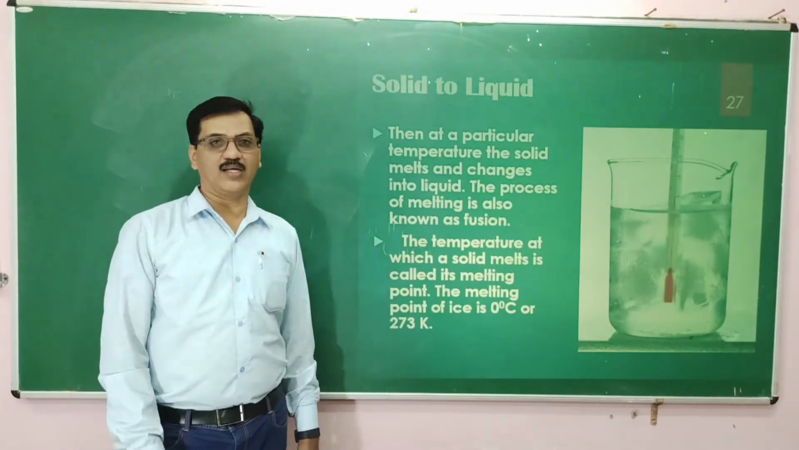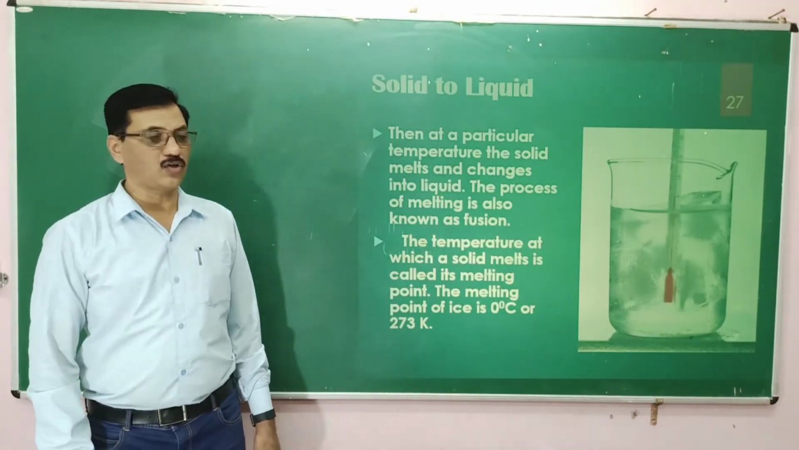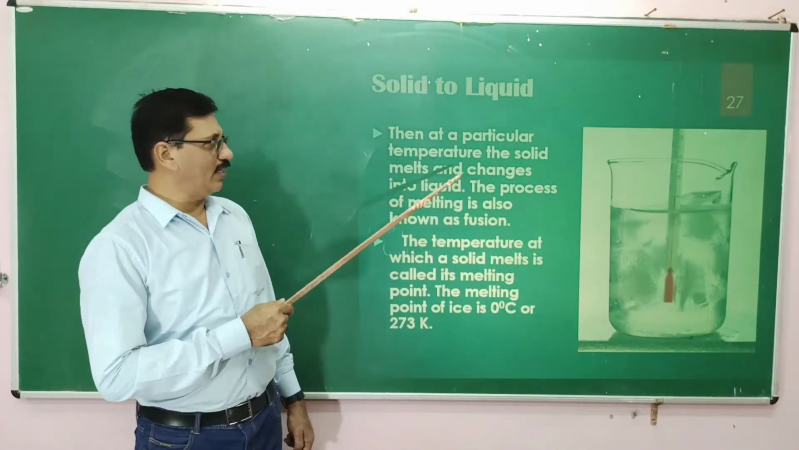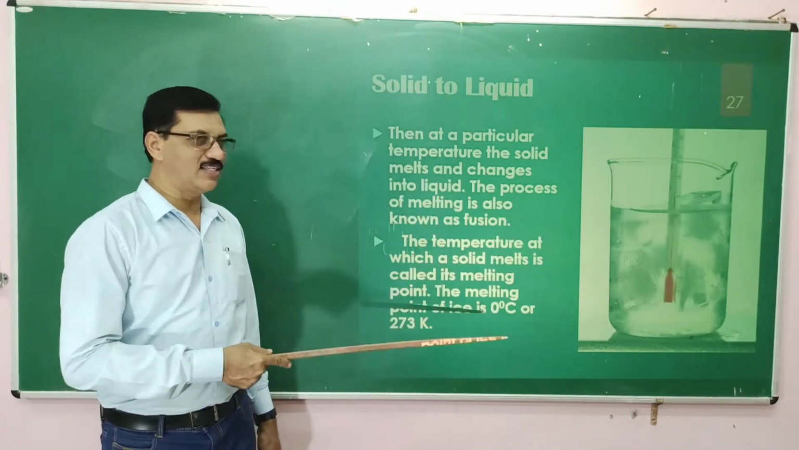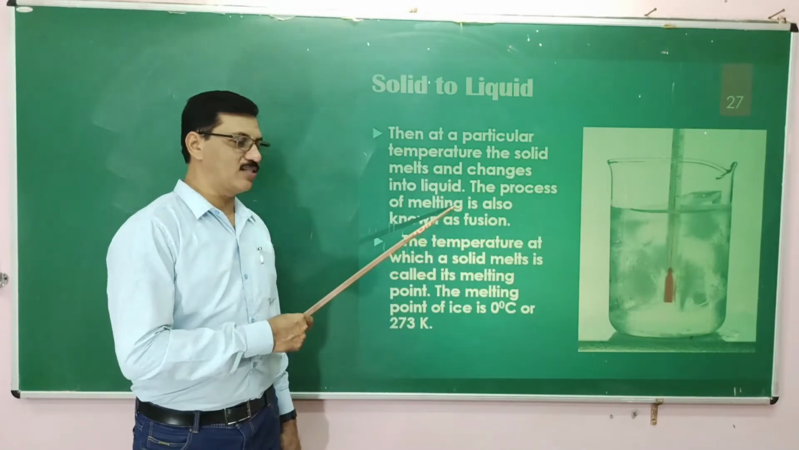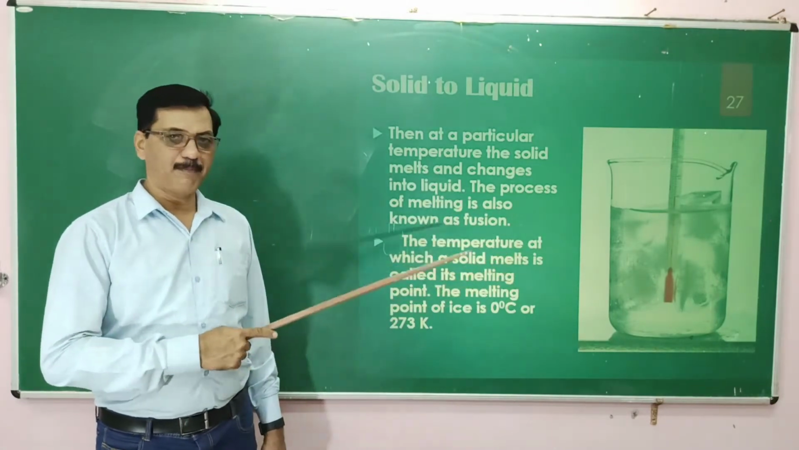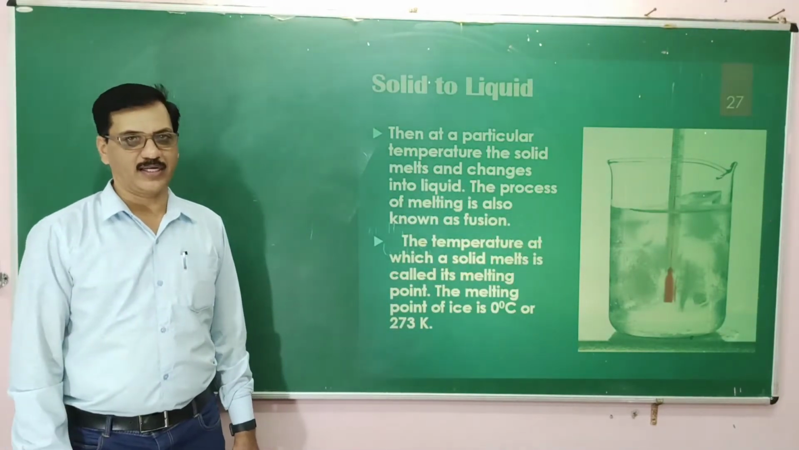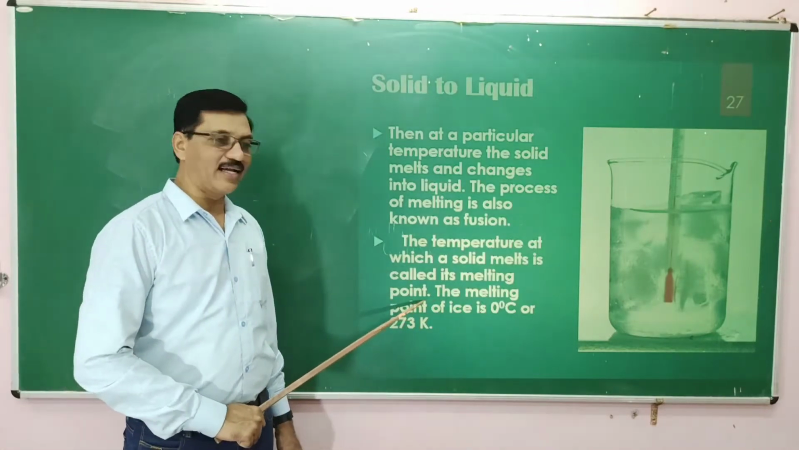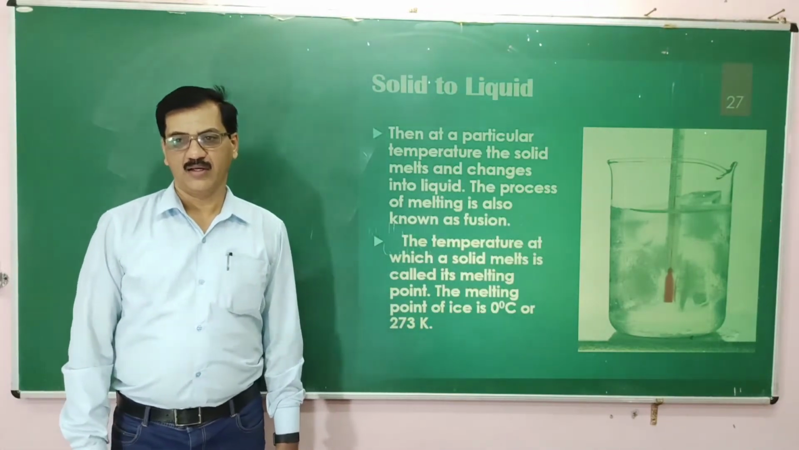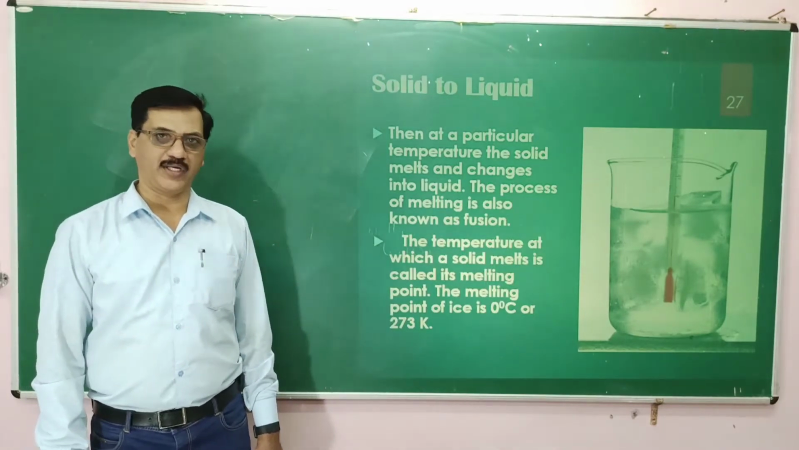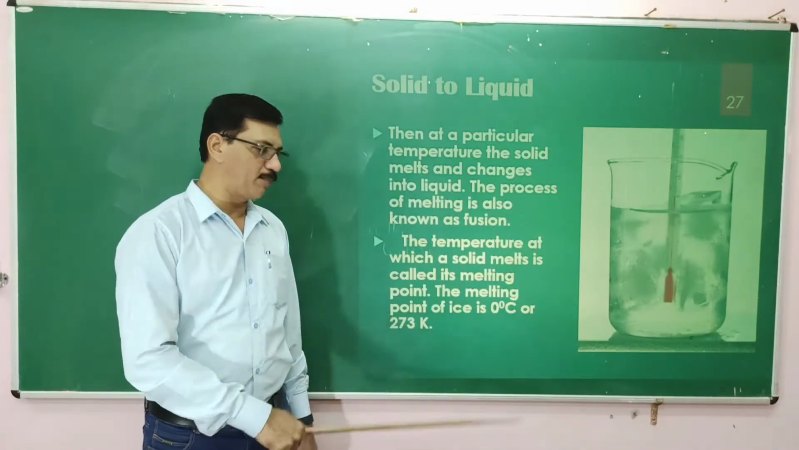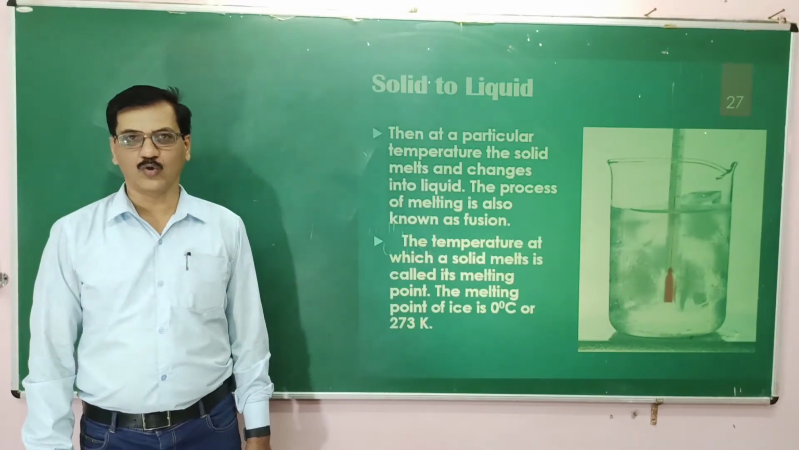Now what is the way to convert solid into liquid? When we convert solid into liquid, we need to increase the temperature. At a particular temperature, the solid melts and changes into liquid, and this process is called melting. The exact temperature at which it occurs is called the melting point of the solid. Every solid is characterized by a melting point. All crystalline solids have a sharp melting point. Ice has a melting point of 0 degrees Celsius or 273 Kelvin.